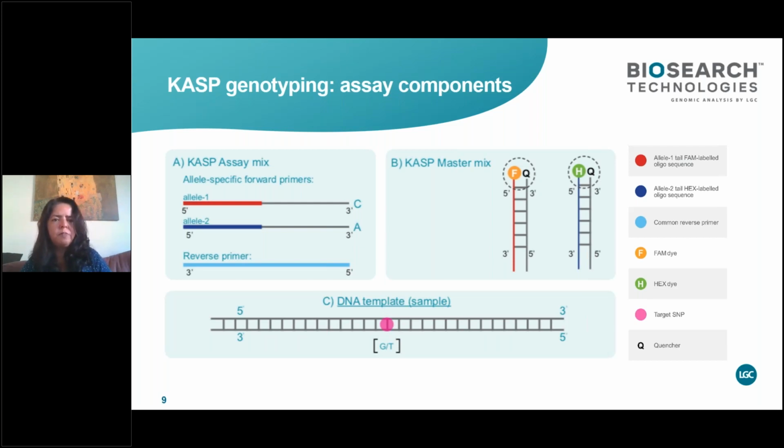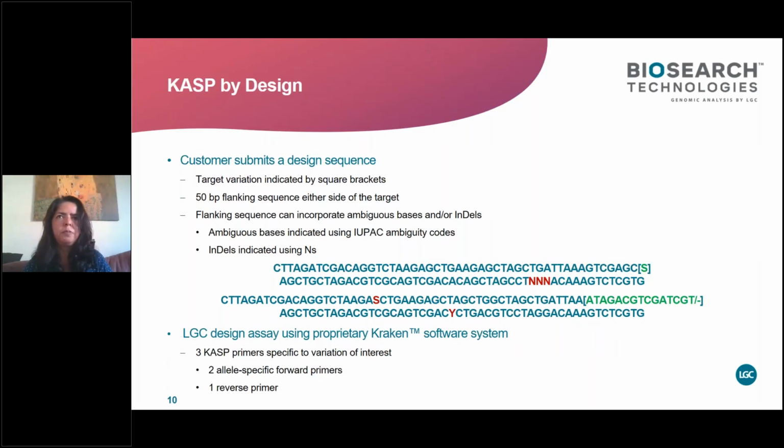For this particular project, we used KASP by design, and in this scenario, a customer submits a design sequence. The target variation, the SNP that we're trying to target, is indicated by the square brackets. We require 50 base pairs of flanking sequence on either side of the target.